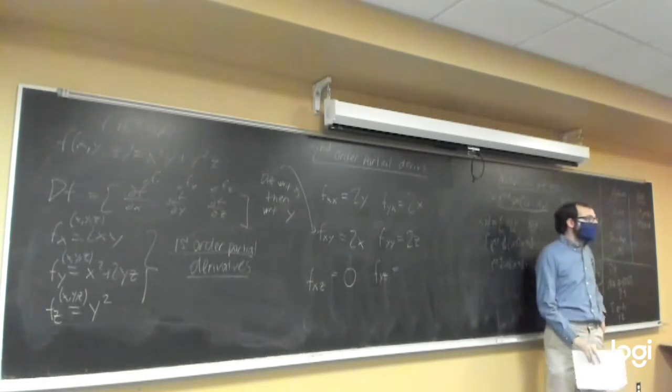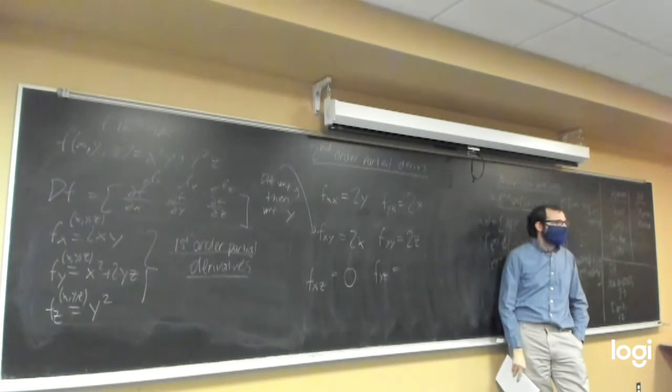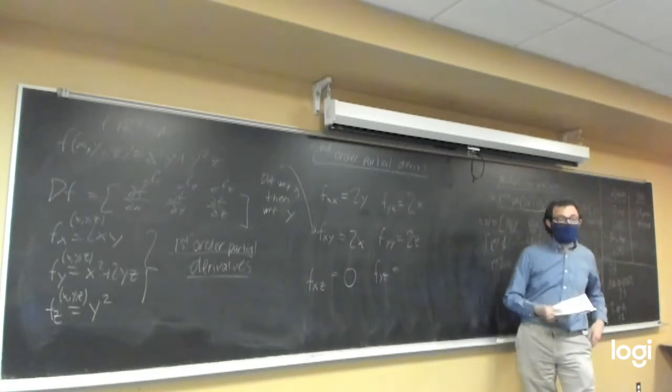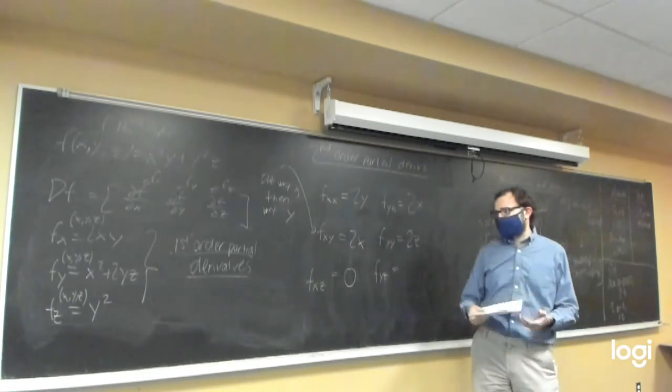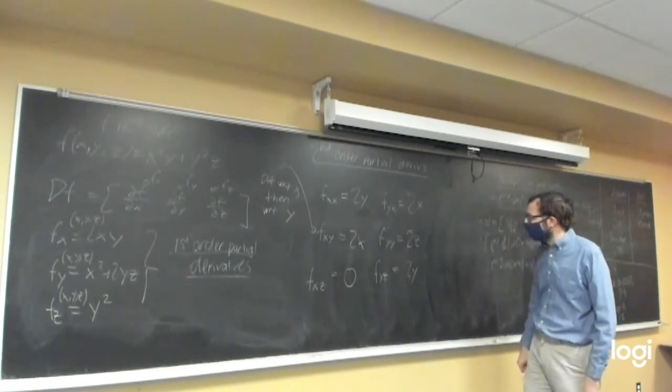And finally, f sub y differentiated with respect to z. What would we get here? We took f sub y and differentiated with respect to z. 2y.